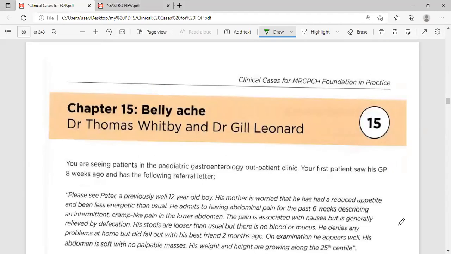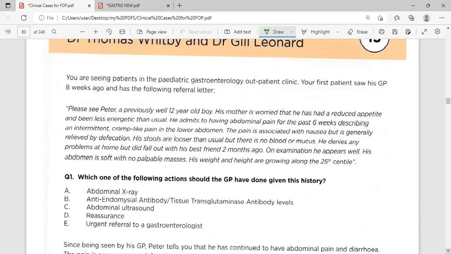So we have this case number 15. This is also from the GIT, gastrointestinal system. The name of the case is belly ache. So let us see what is there in this case. First, we are going to read the case, and don't worry about the questions. We are just going to read and see what is happening in the case.